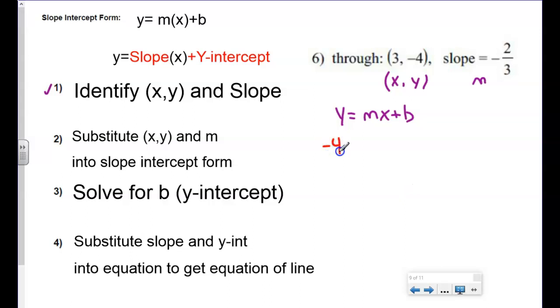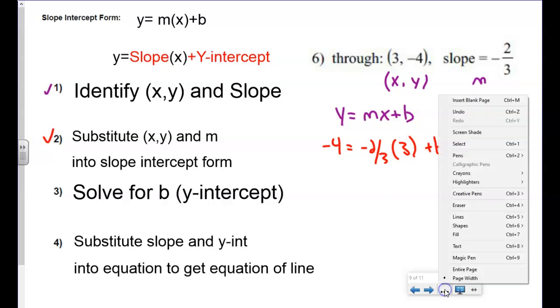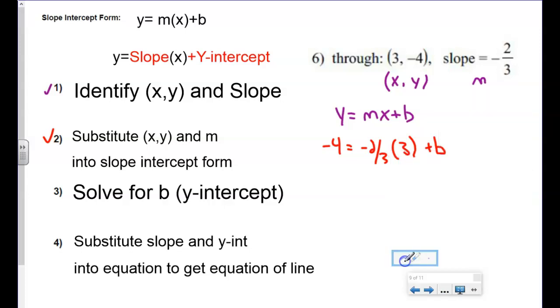So I got -4 equals -2/3 times 3 plus b. So we've done that second step. That third step then is to solve for b. So -2/3 times 3 is -2, plus b equals -4. So we're going to solve for b, and we add 2. I get b to equal -2.